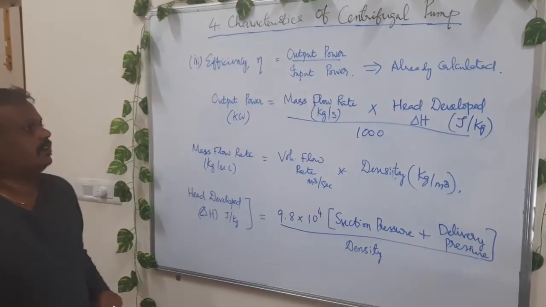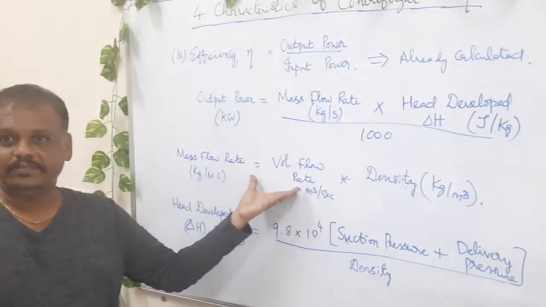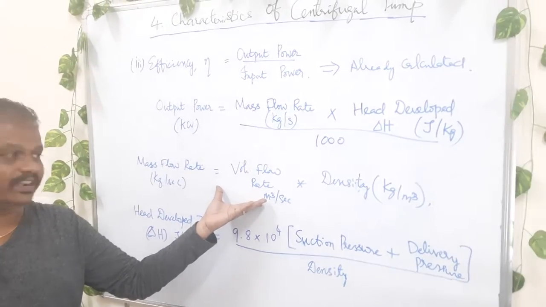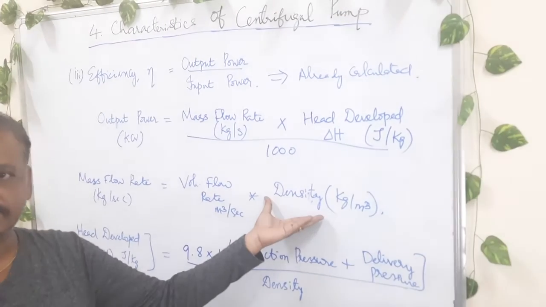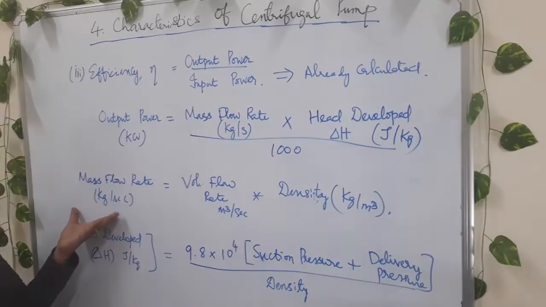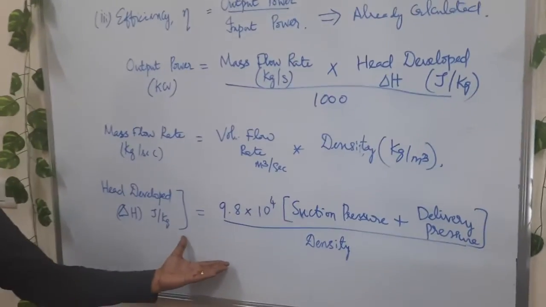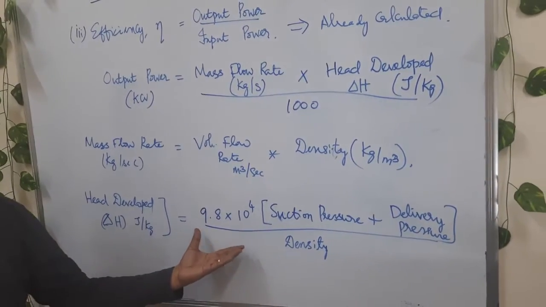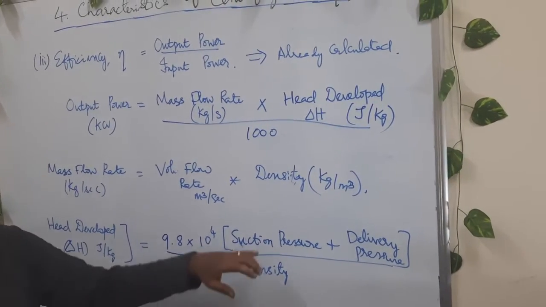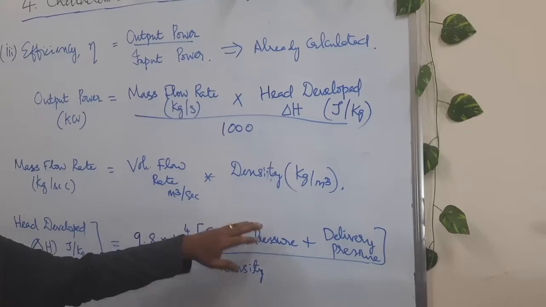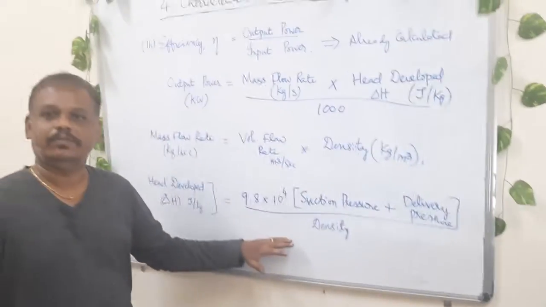As we know volumetric flow rate from the experiment, we have calculated volumetric flow rate in meter cube per second. If you multiply with density of the fluid, we can get mass flow rate. And for head developed, this is our equation, which is given as 9.8 into 10 power 4 into summation of inlet pressure, that is suction pressure, plus outlet pressure, that is the delivery pressure, divided by density of the fluid.